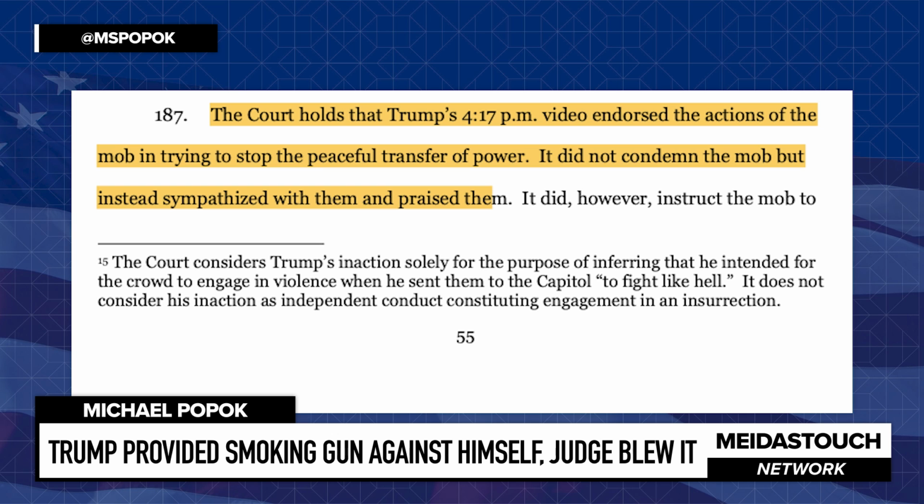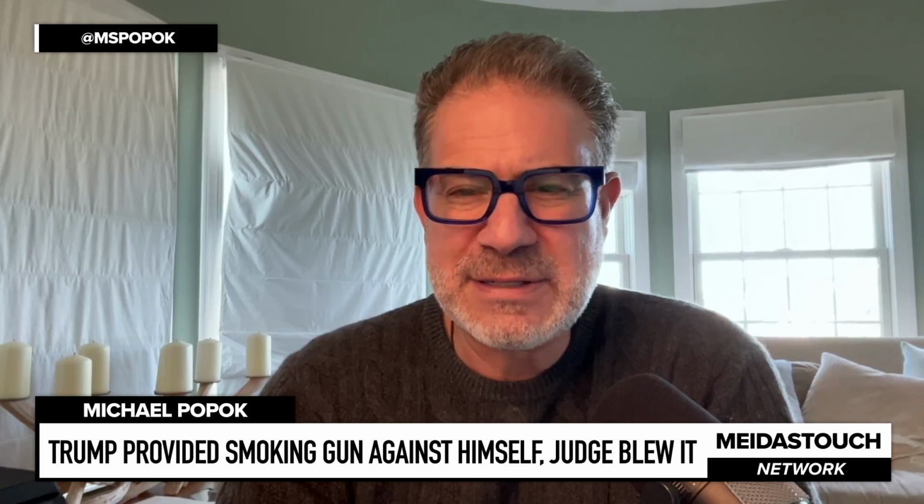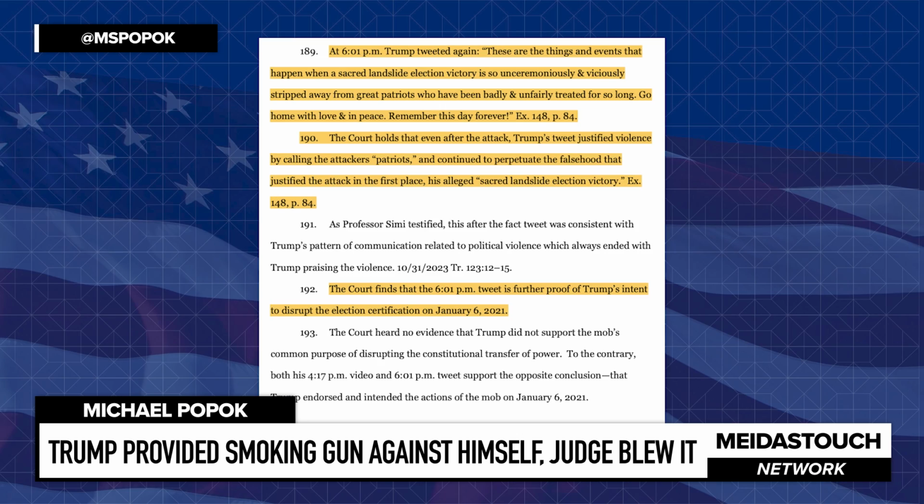It did, however, instruct the mob to go home on 3 occasions, emphasizing to the mob that this was an order to be followed. At 6:01, paragraph 189, Trump tweeted again, "These are the things and events that happen when a sacred landslide election victory is so unceremoniously and viciously stripped away from great patriots who have been badly and unfairly treated for so long. Go home with love and peace. Remember this day forever." Paragraph 190, the court finds that even after the attack, Trump's tweet justified violence by calling the attackers patriots and continued to perpetuate the falsehood that justified the attack in the first place, his alleged sacred landslide election victory.